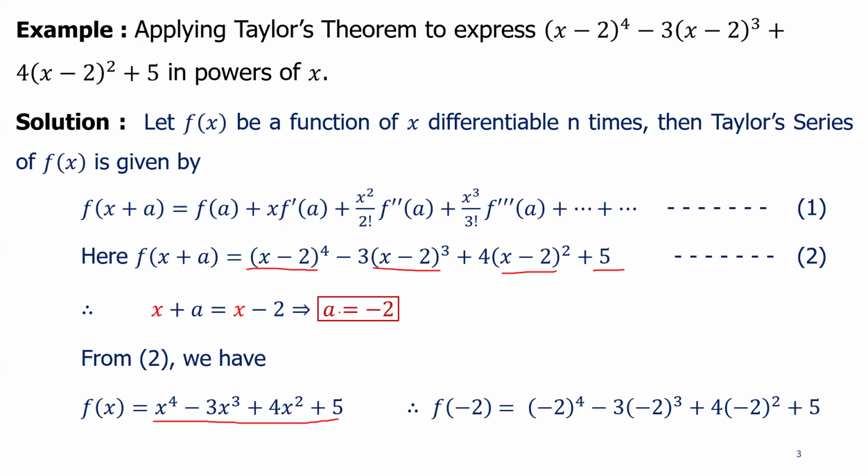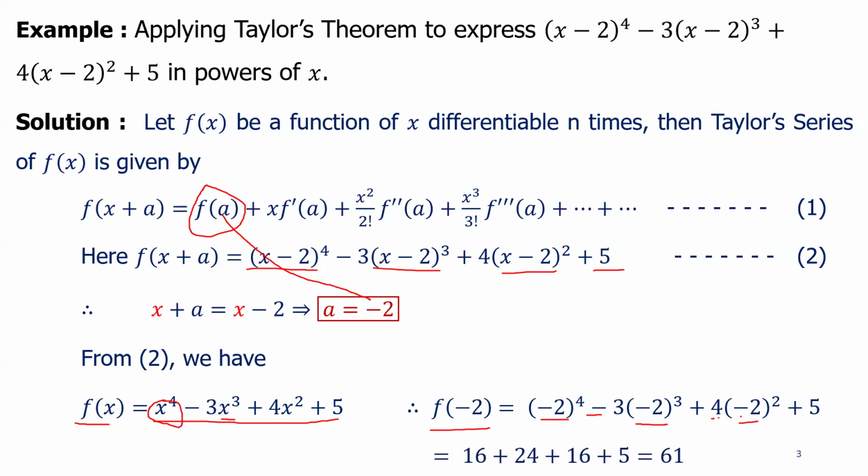Since a = -2, we want to find the value of f(a). So here a = -2. Let us put f(-2). If we put a = -2, meaning x = -2, we get (-2)⁴ - 3(-2)³ + 4(-2)² + 5.